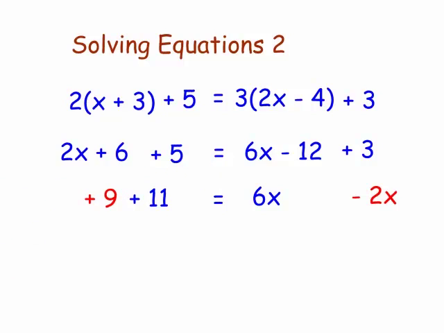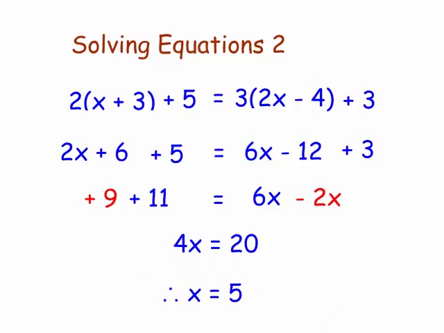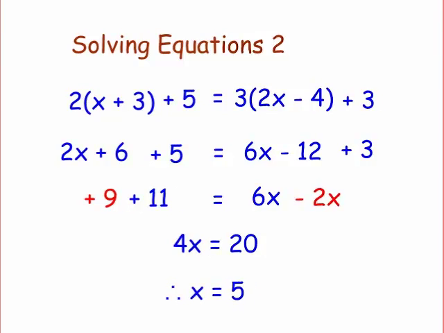Okay, so let's fix this up a little bit. What have we got here? We've got 20 equals 6x minus 2x, which is 4x, so I could just rewrite that as 4x is equal to 20, and then we just divide by 4. 4 into 20 goes 5 times, therefore the solution to that equation is x equals 5.